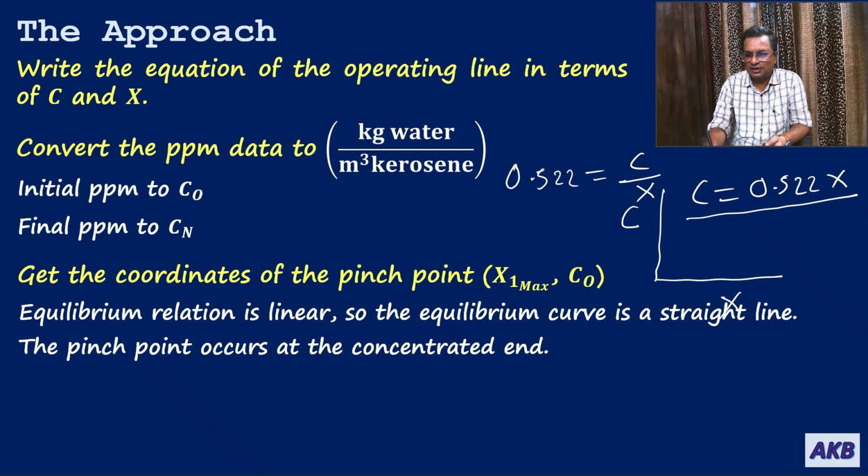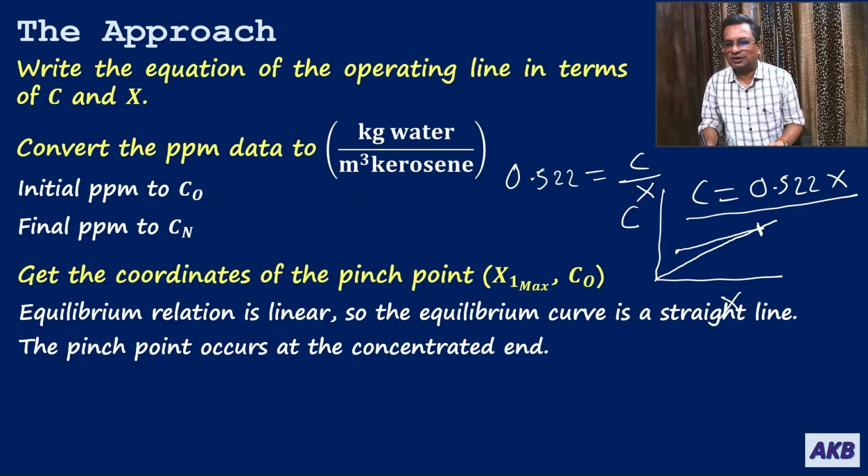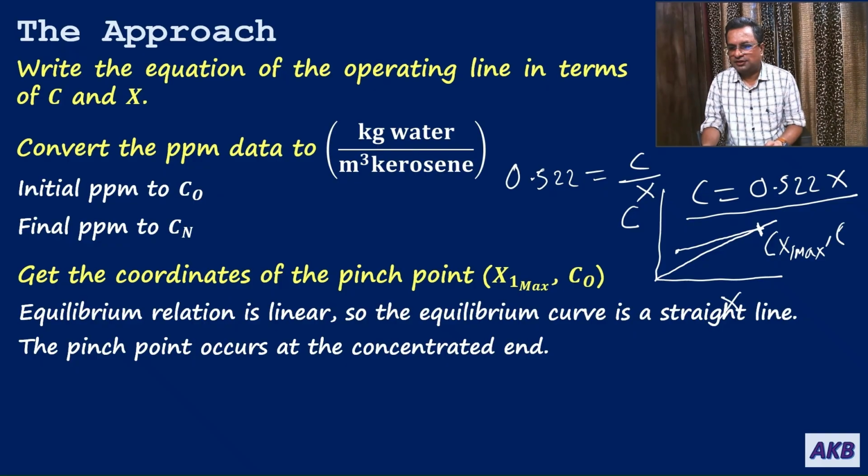But just now let me tell you. The equilibrium curve is a straight line and the operating line will be intersecting the equilibrium curve at the concentrated end. This end of the operating line is the concentrated end, and the operating line will be intersecting this equilibrium curve, which is a straight line, at the concentrated end. So this is the pinch point, and this point is going to have coordinates of x1 max, because that would be the maximum possible concentration on the surface of the adsorbent, and C0.